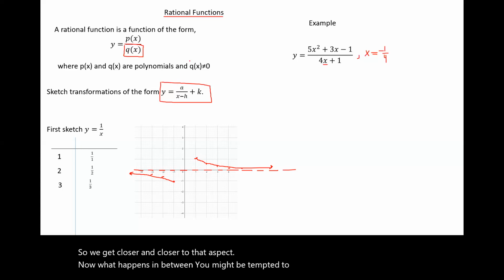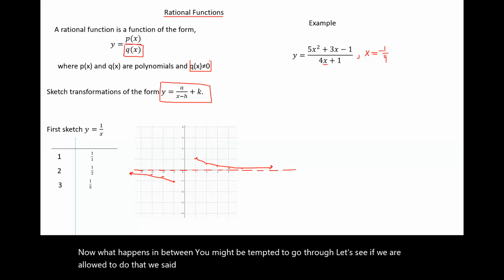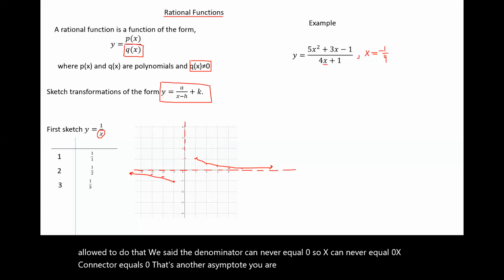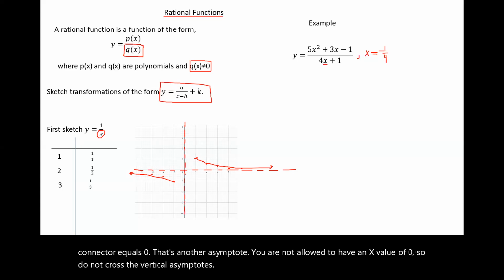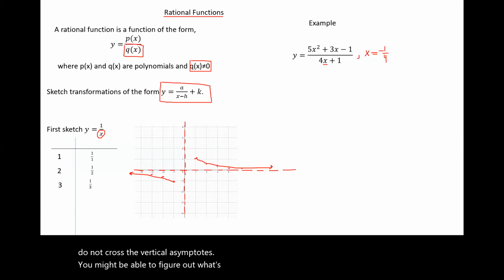We said the denominator can never equal 0. So x can never equal 0. X can never equal 0, that's another asymptote. You are not allowed to have an x value of 0. So do not cross the vertical asymptote. You might be able to figure out what's going on. Certainly you're not crossing it. If you're still unsure, pick some more points.